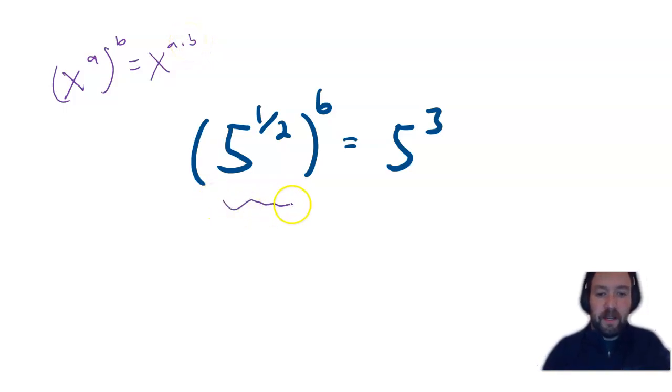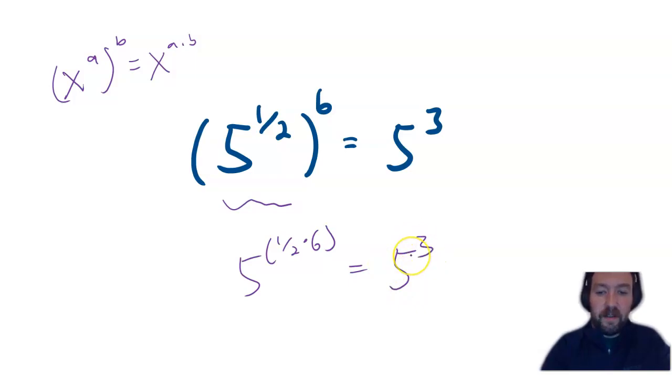And so same thing here. If I make this 5 to the 1/2 times 6, and I do the arithmetic there, 1/2 times 6 is 3, so I get 5 cubed.